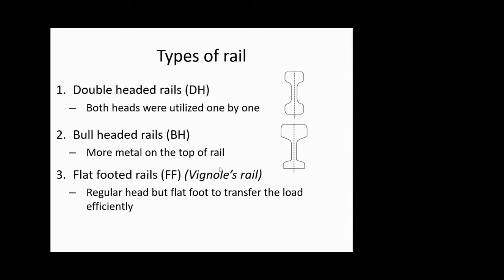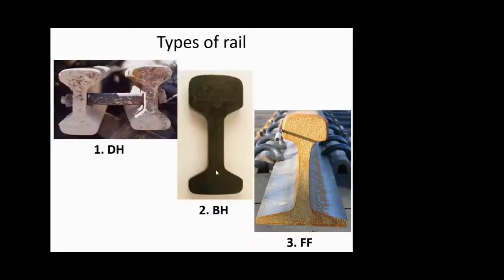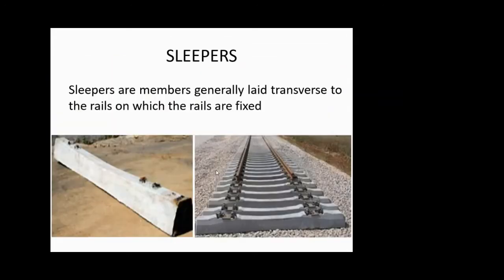rails, also known as Vignol's rail, which has a head which is similar to the above two, double-headed and bull-headed, but the foot of the rail is spread, or it is a flat one, allowing good distribution of the load or the stress coming from the moving load of the wheels. Then these are the actual photos that we saw.